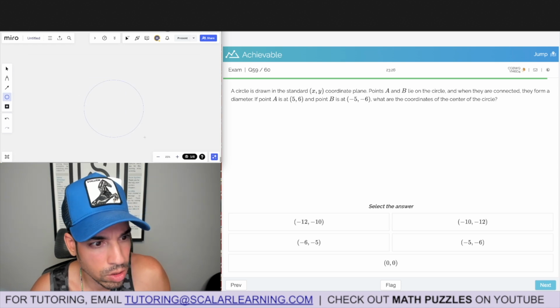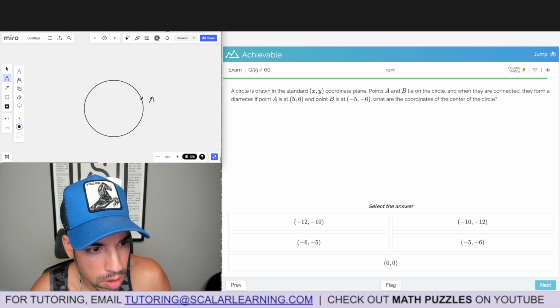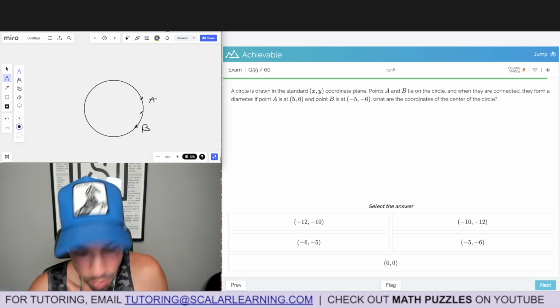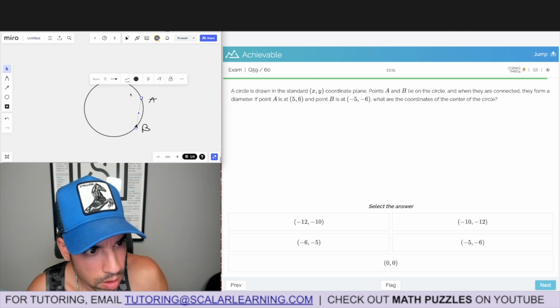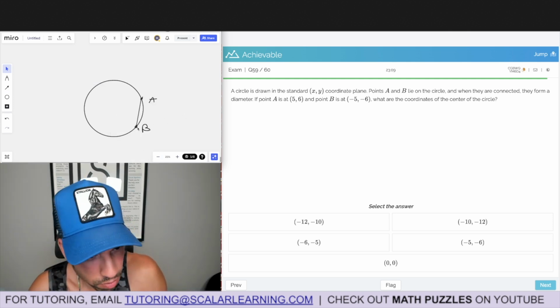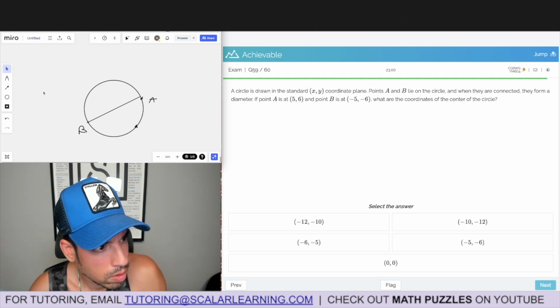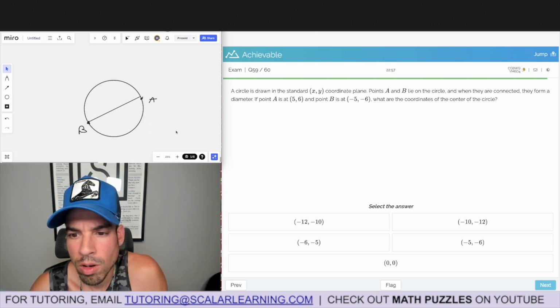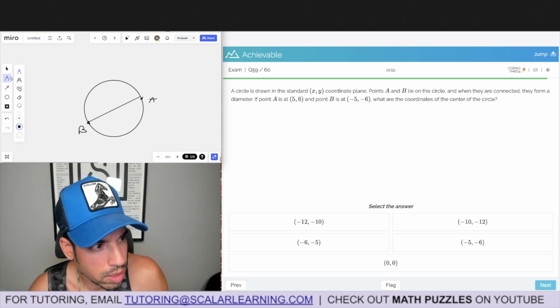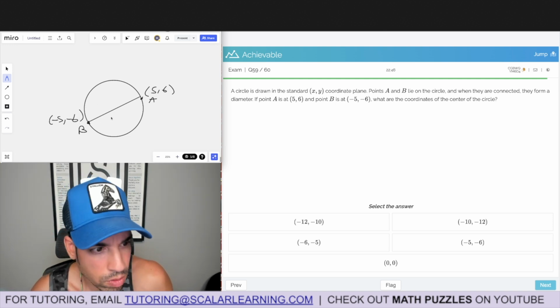A circle is drawn here. A and B lie on the circle. And when they are connected, they form a, oh, never mind. It says they form a diameter. Hold on. So that means it's got to go through the center. Okay, hold on. So here's A and B then. And if A is 5, 6, and B is -5, -6, what are the coordinates of the center of the circle? Oh, it's just the midpoint.